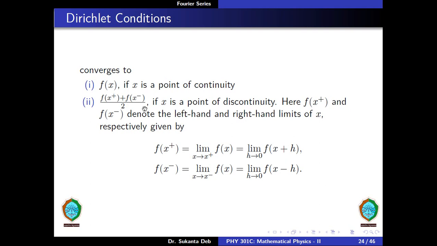It converges to f(x) if x is a point of continuity. It converges to [f(x+) + f(x-)] divided by 2 if x is a point of discontinuity. Here f(x+) and f(x-) denote the right hand and left hand limits of f(x) respectively, given by f(x+) equal to limit h tends to 0 of f(x + h), and f(x-) equal to limit h tends to 0 of f(x - h).